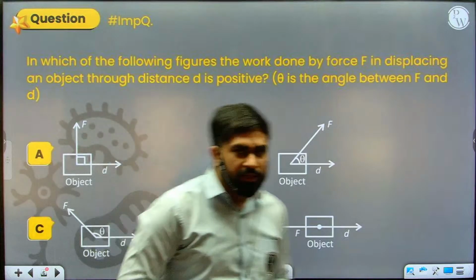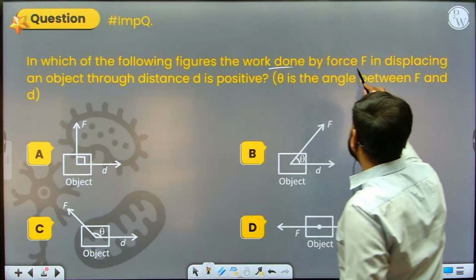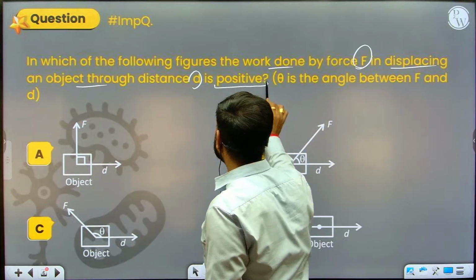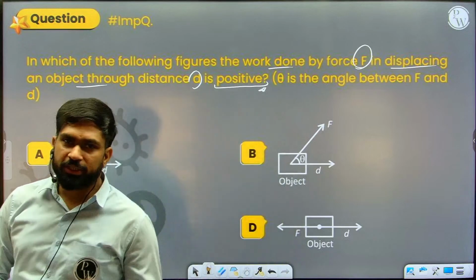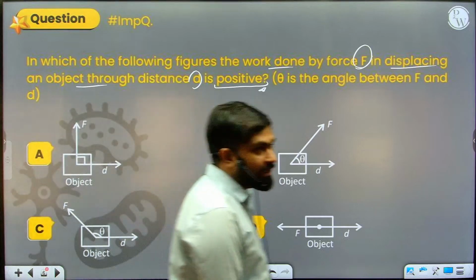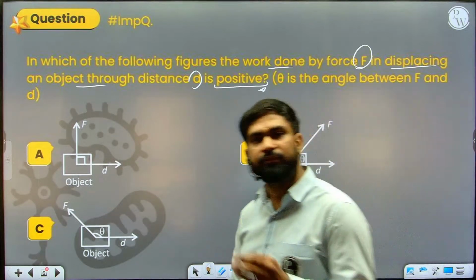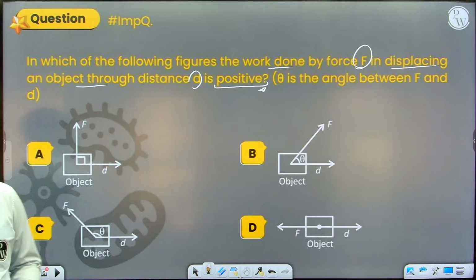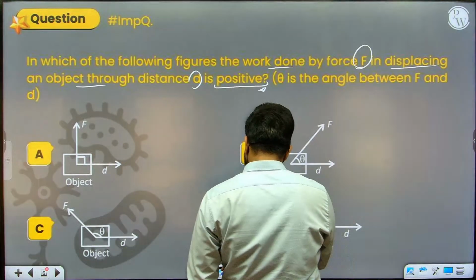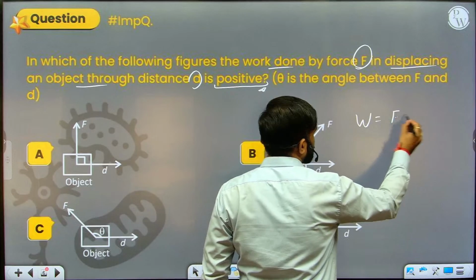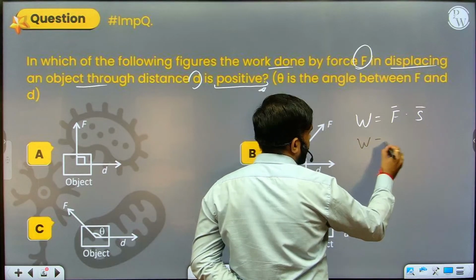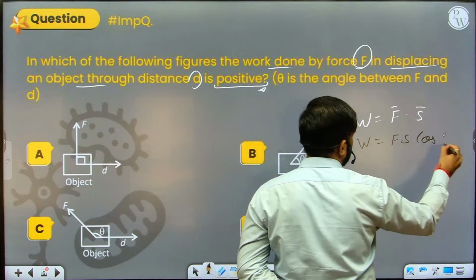In which of the following figures is the work done by the force F in displacing the object through the displacement d positive? So these are the important terms mentioned in the problem. I have highlighted them. We have to check the work done, and if they have not mentioned anything, the force is constant here. Force and displacement have some angle, so I need to remember the work done formula was F dot s, or F s cos theta, where theta is the angle between them.